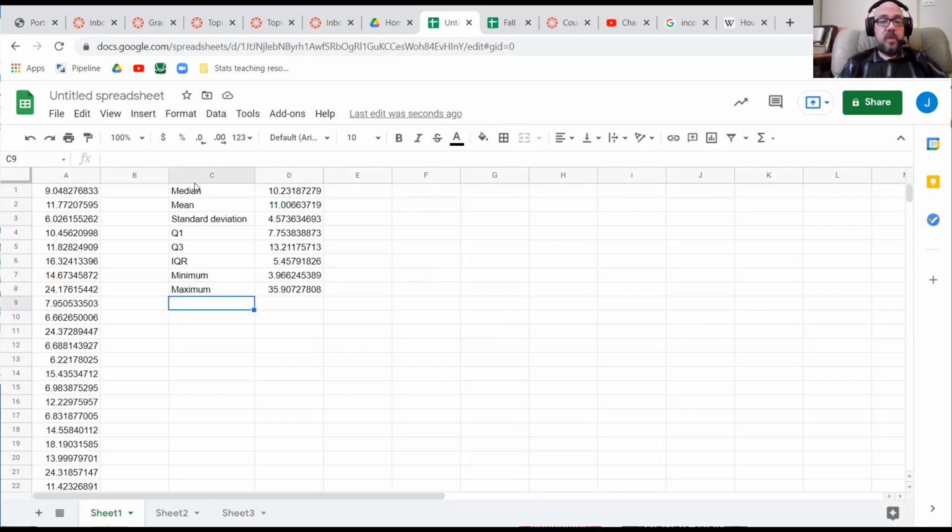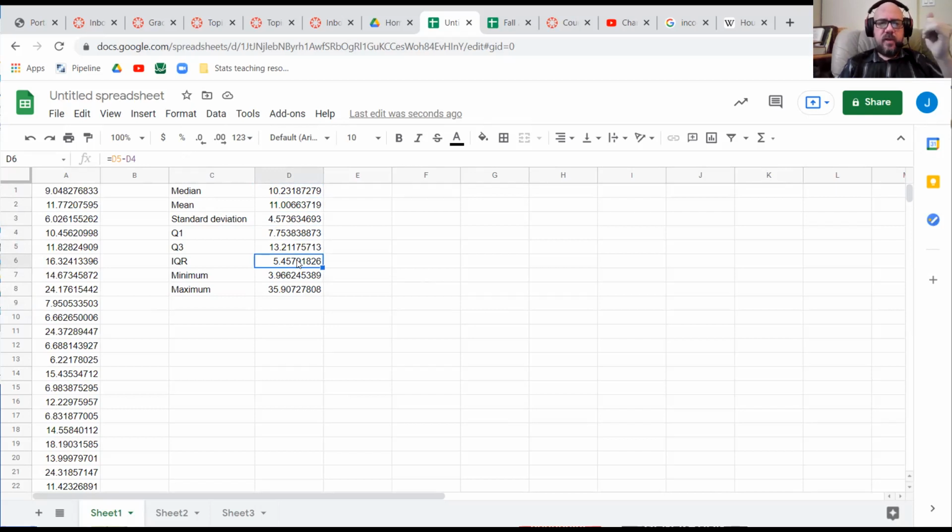They just have commands. The command for median is equals median. The command for mean is equals average. Standard deviation, it's equals STDEV. Q1, it's quartile, and then you identify that you want the first quartile. Q3, same thing. And of course, you don't need to do Q2 again, because we already did that. That's the median. And then minimum and maximum are commands. IQR, you have to calculate yourself, range too.